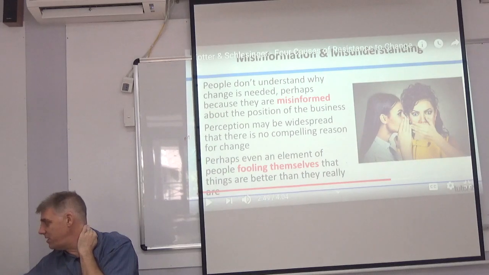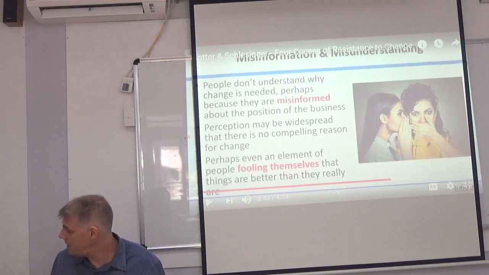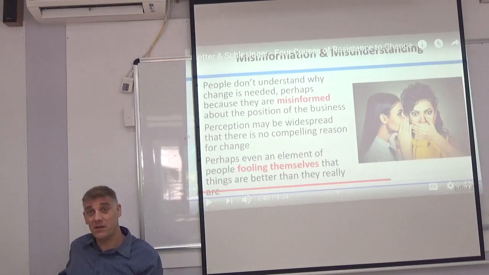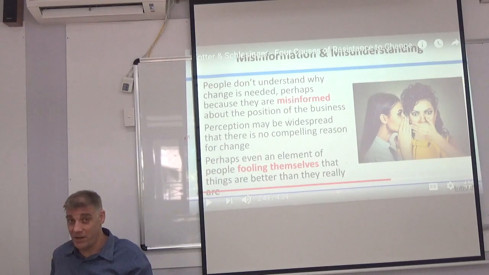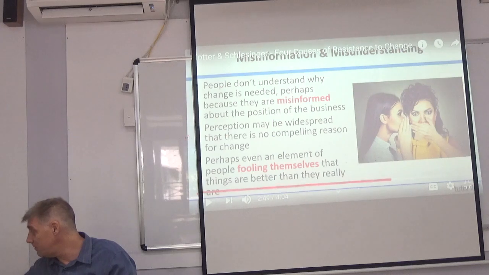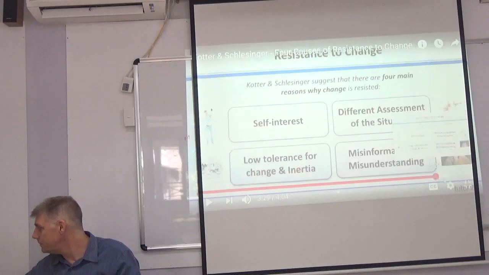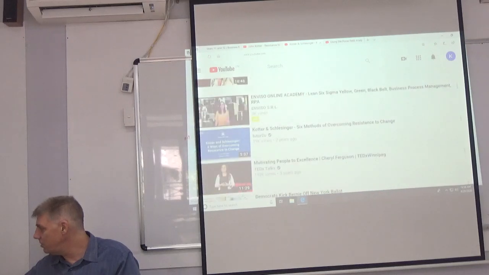Misinformation and misunderstanding. People don't understand why the change is needed because they're misinformed. Whose fault is that? Whose fault is that if they're misinformed? Is that the fault of the people who are supposed to be communicating to them? Or do they really understand correctly and they don't agree, which would be, I guess, a difference of assessment of the situation. So that's what Cotter says is holding people back. And then that leads to the 6 methods of overcoming resistance to change.